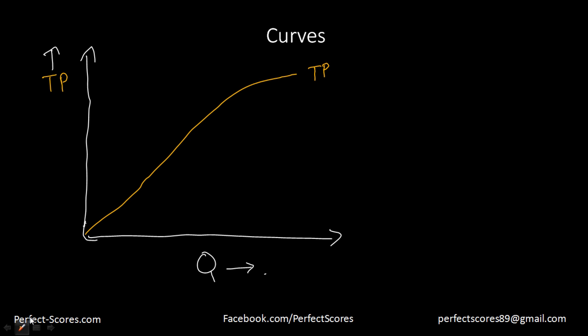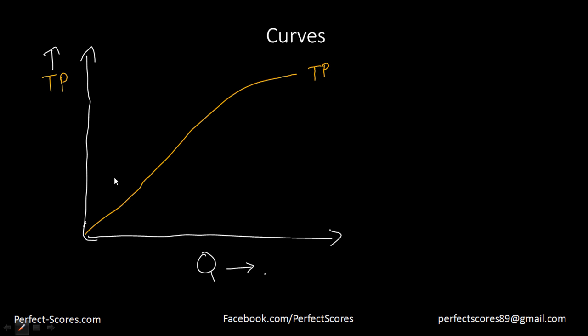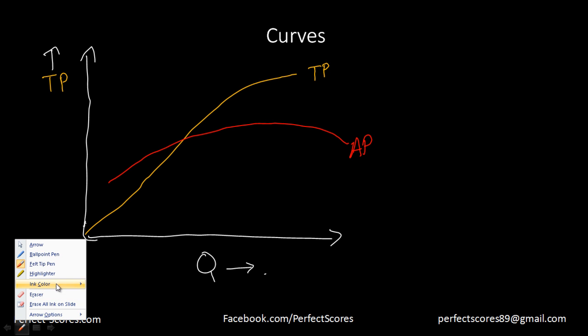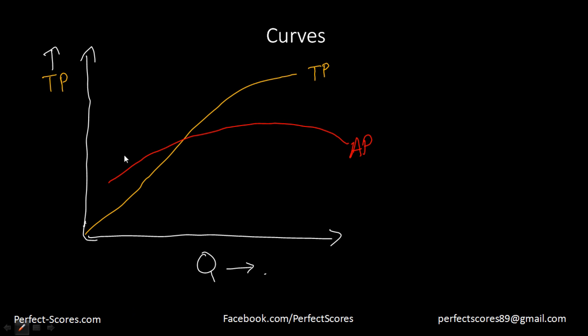And then when we talk about the average product, it's going to be something like this, right? This is going to be the average product. And if I talk about the marginal product, let me choose another color, right? The marginal product is going to increase like this, and when it decreases, it's going to cut the average product. So this is going to be my marginal product. Fine. So this is how the graphs are going to be.